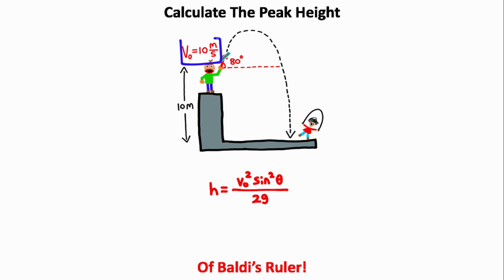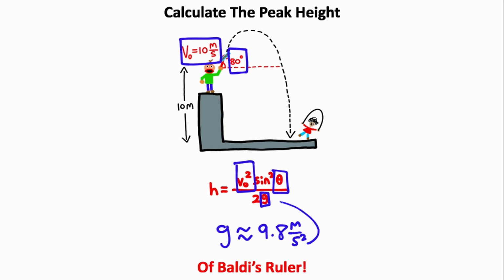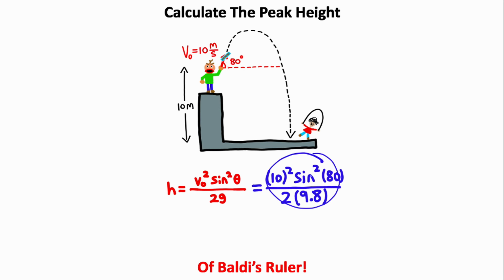To solve this problem, we can use this formula, which calculates the peak height of projectiles. We are given the initial velocity, which is 10 meters per second. We're also given the angle, which is 80 degrees. The last thing we need is g, the gravity constant, but the gravity constant for Earth is always the same. It's 9.8 meters per second squared, so we can plug that into the bottom of this equation. If you throw these numbers into a calculator, you should get that your peak height is approximately 4.95 meters.